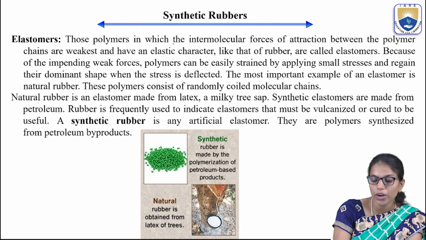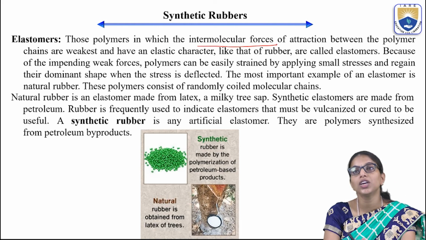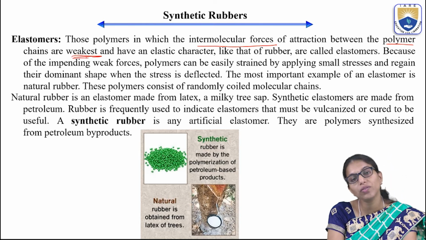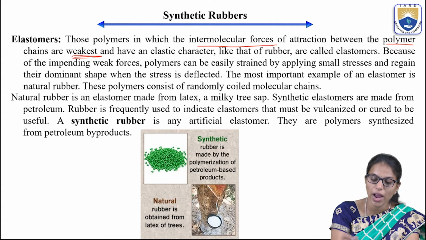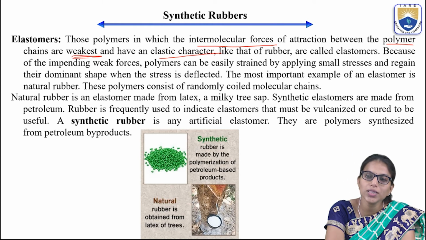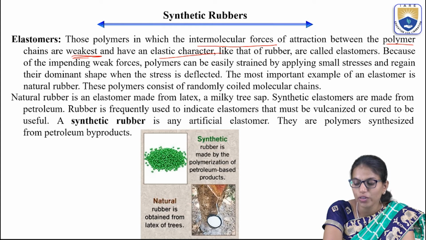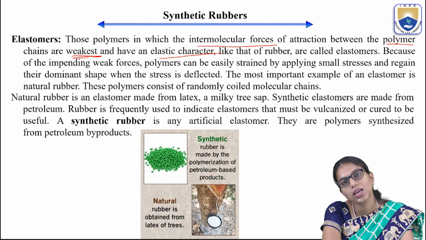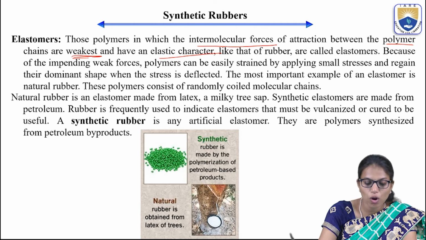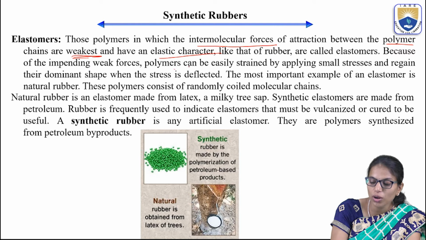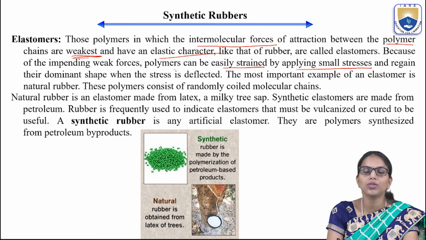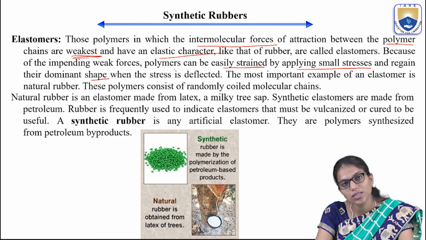Those polymers in which the intermolecular forces of attraction between the polymer chains are weakest, this is important, whenever they are weak, we call them elastomers, and they have an elastic character like that of rubber. So elastomer means having the elastic property, and the intermolecular forces are weak. Because of these weak forces, polymers can be easily strained by applying a small stress and regain their original shape when the stress is removed.